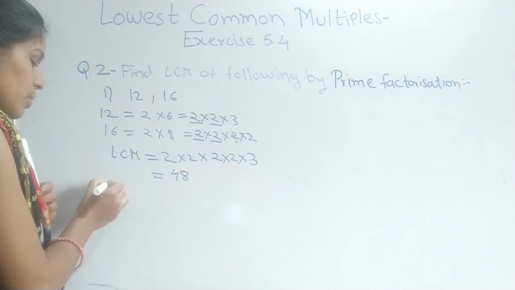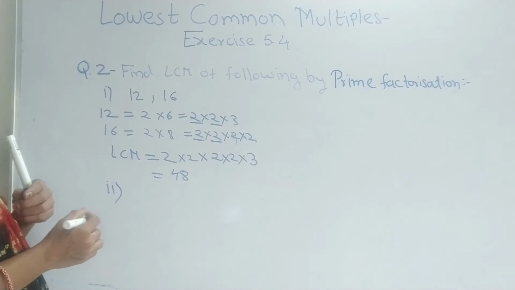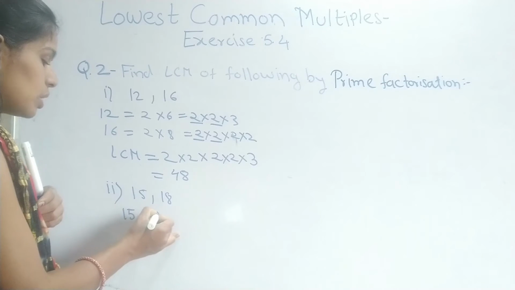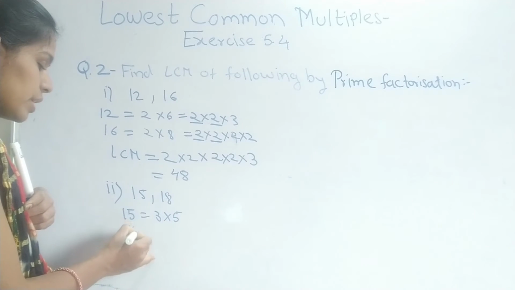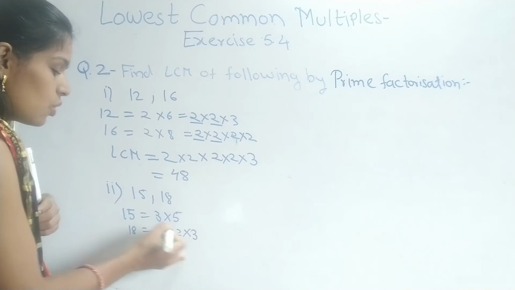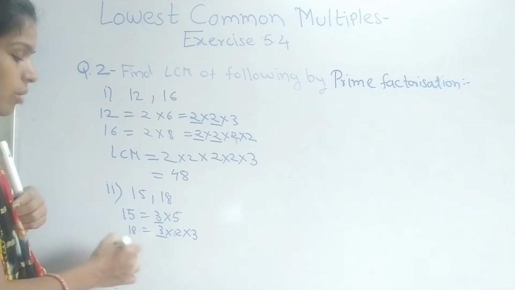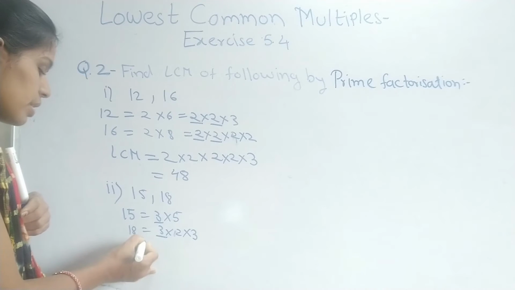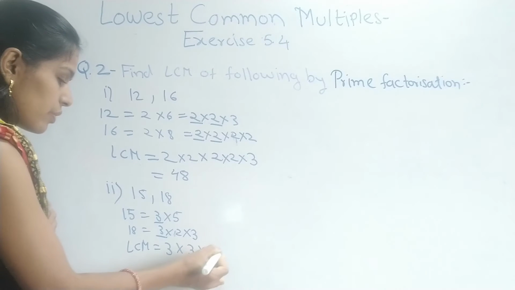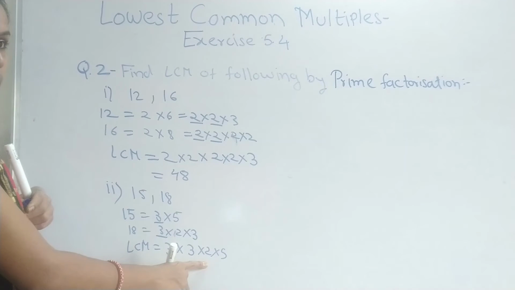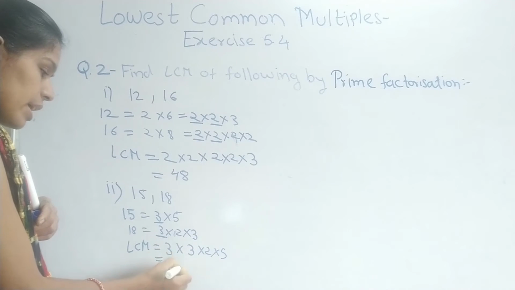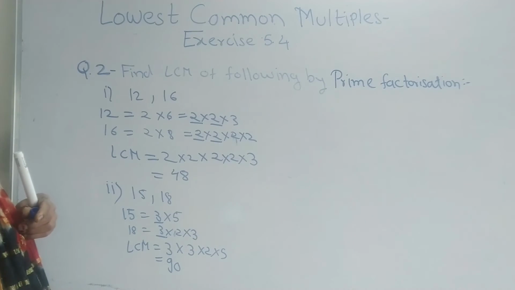Now let's solve the second example. In the second example, you are given the numbers 15 and 18. We know the factorization of 15 is 3 5s are 15. And the factors of 18 are 3 6s are 18, and the factors of 6 are 2 into 3. So the common factor is 3 and these are the uncommon factors. So their LCM is equal to, firstly we write the common factor, then the uncommon factors: 3, 2 and 5. 3 3s are 9, 9 2s are 18, 18 5s are 90. So 90 is the LCM of 15 and 18. Okay, got it?